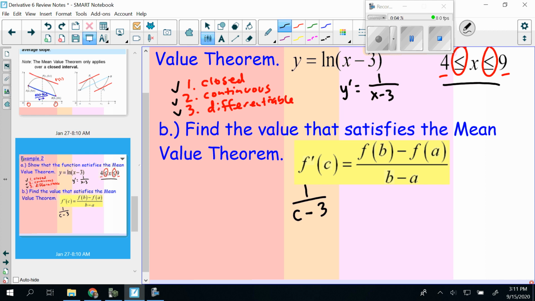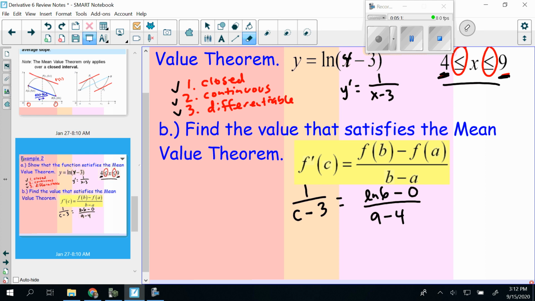On the other side, what is f of b, f of a, and b minus a? Well, our 2 points again were 4 and 9. So those are our x values. Our y values on top are what we get if we plug those numbers in. So if we were to plug in 9 up here, 9 minus 3 is 6. So this is going to be natural log of 6, minus, if we put 4 in that same spot, 4 minus 3 is 1. Natural log of 1 ends up being 0. And so that's what we come up with now.